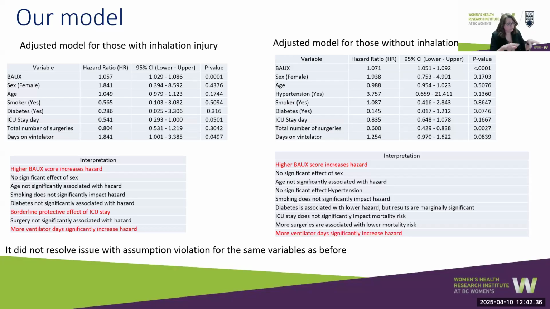At the bottom, you can see my interpretation. Basically, a higher BAO index or more days on ventilator increases the hazard of dying. And for having inhalation injury, there was a borderline protective effect for ICU stay. Everything else didn't change much.